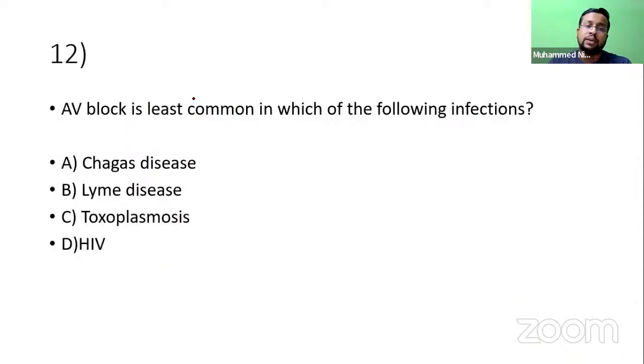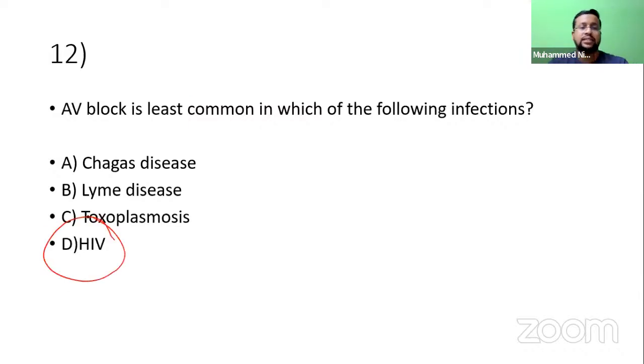Next, AV block is the least common in which of the following infections? The options include Chagas disease, Lyme's disease, toxoplasmosis, and HIV. I'm not sure about option C; some of the students have told it to be diphtheria. In whatever be the case, the answer for this question will be HIV.